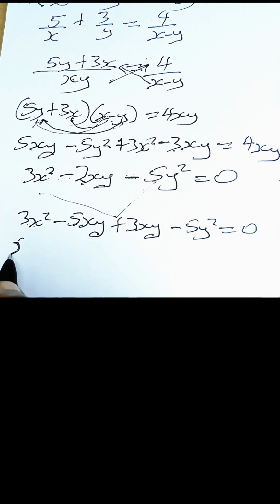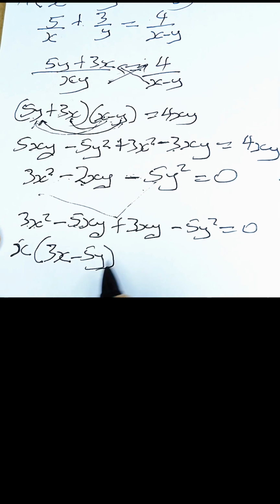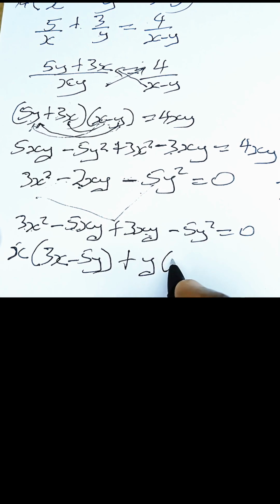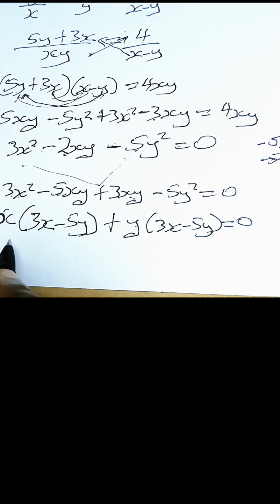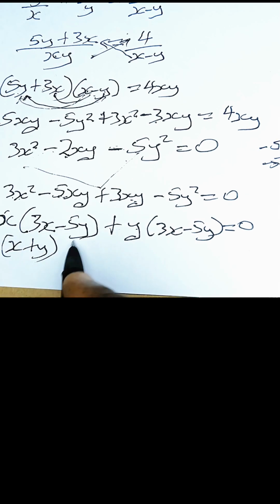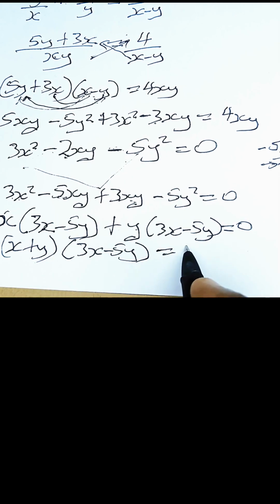Okay, minus 5y squared is equal to 0. So from there, what is common here and here? That's x. So x comes out to give us 3x minus 5y, plus y. That's what is common here. So y comes out to give us 3x minus 5y is equal to 0. Now from here, we take x plus y, that's the factorization, and we take 3x minus 5y, all equal to 0.